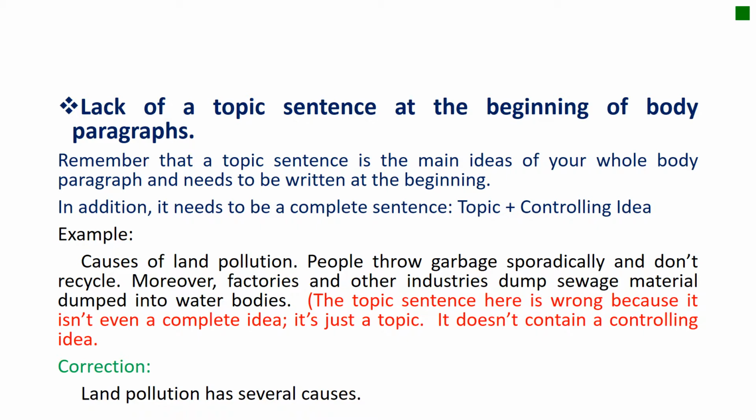Look at the correct topic sentence. Land pollution, okay. Where's my topic? What am I talking about? Land pollution. Okay, that's the topic, but I also need a controlling idea to complete my topic sentence. What about land pollution? Land pollution has several causes. So I know that this paragraph is going to talk about the several causes of land pollution. Remember, you need a topic and a controlling idea in your topic sentence.